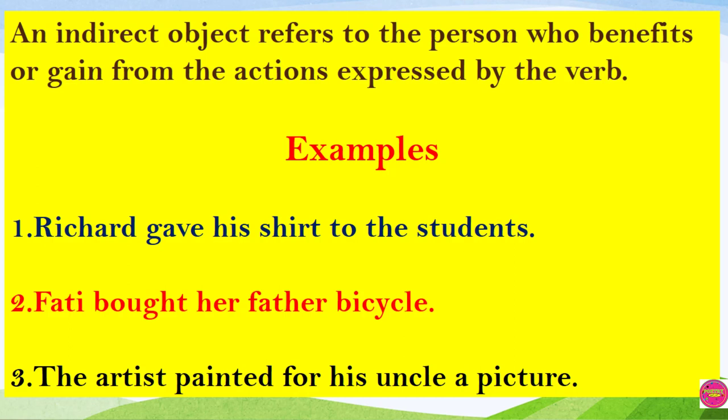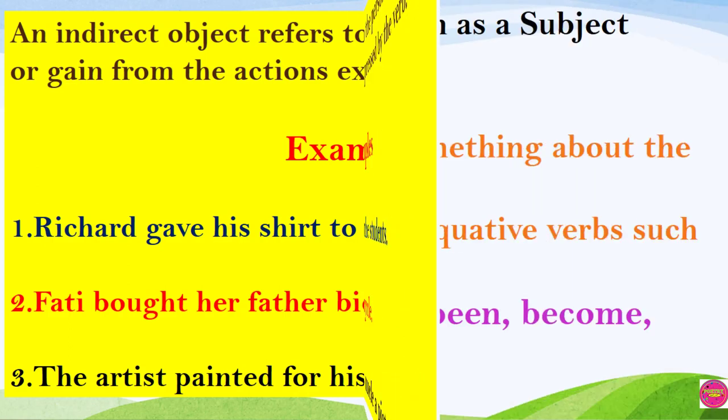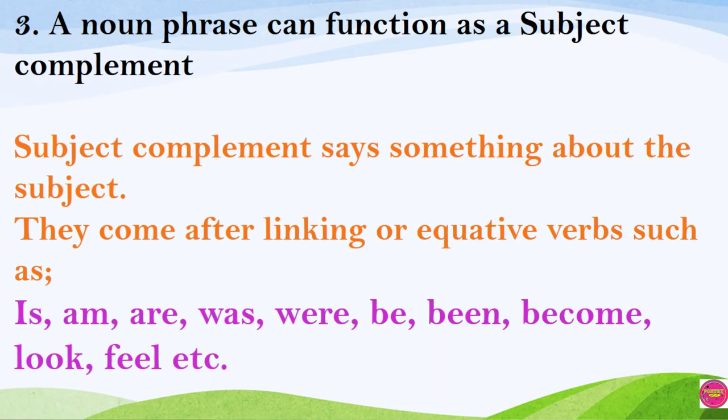Example 2. Fatih bought her father a bicycle. Who got the bicycle? The answer is her father. Therefore, her father is the indirect object. Example 3. The artist painted for his uncle a picture. Who got the picture? The answer is his uncle. 3. A noun phrase can function as a subject complement.